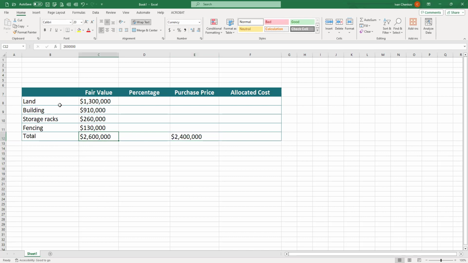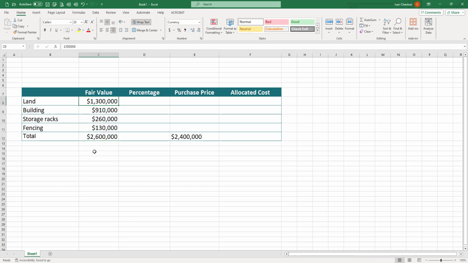Then we see, okay, we paid $2.4 million. What we purchased for that was land, a building, storage racks, and fencing. At the time of the purchase, once we get the documents and the sales deal is done, we get somebody to evaluate the assets, and the evaluator comes up with these values for every single asset.